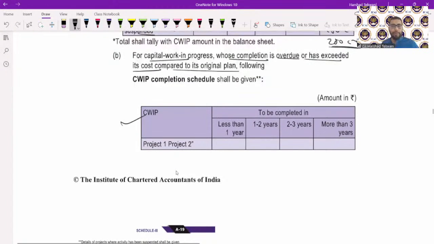So the completion schedule is required to be given: to be completed in less than 1 year, 1 to 2 years, 2 to 3 years, more than 3 years. For whatever projects are going on, if I say these projects will be completed in future, what timeline am I expecting? So that stakeholders can track it. Let's say I say it will be completed in less than 1 year. Next year, they will see whether it has been completed within 1 year, and if the answer is no, they will have more clarity on CWIP. I hope I'm clear why this amendment is brought and what the logic behind it is.